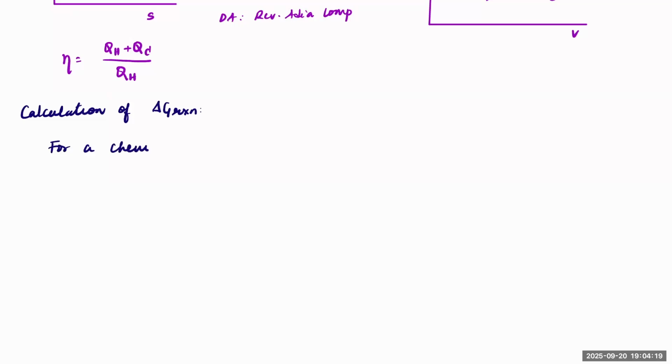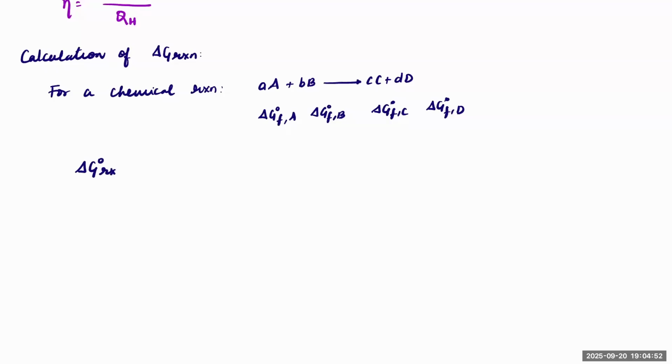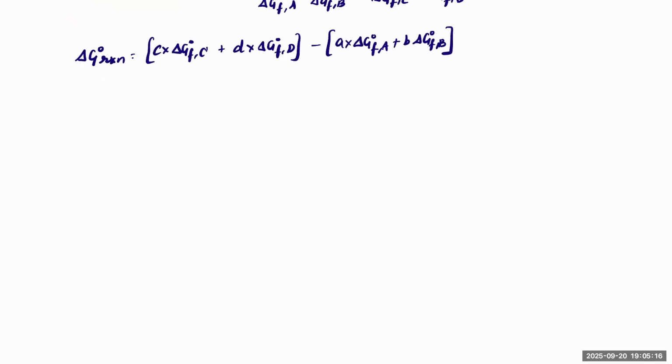For a chemical reaction where you have A plus B giving C plus D, let's say these are delta G naught of formation of A, delta G naught of formation of B, delta G naught of formation of C, and delta G naught of formation of D. In that case, delta G naught of the reaction will be equal to c times delta G naught formation of C plus d times delta G naught formation of D, minus a times delta G naught formation of A plus b times delta G naught formation of B. This is how we can write delta G of the reaction. Okay.